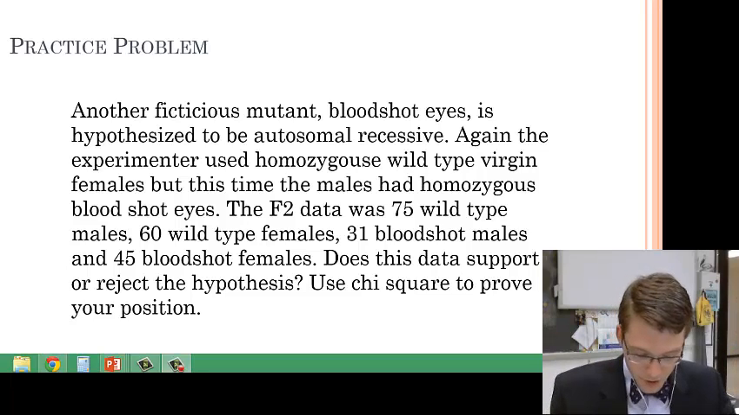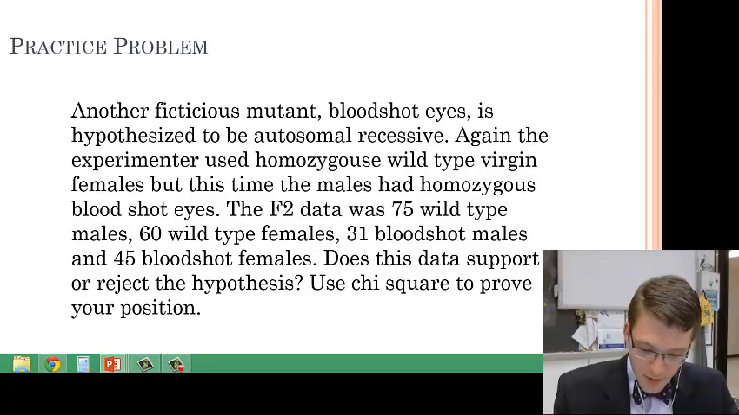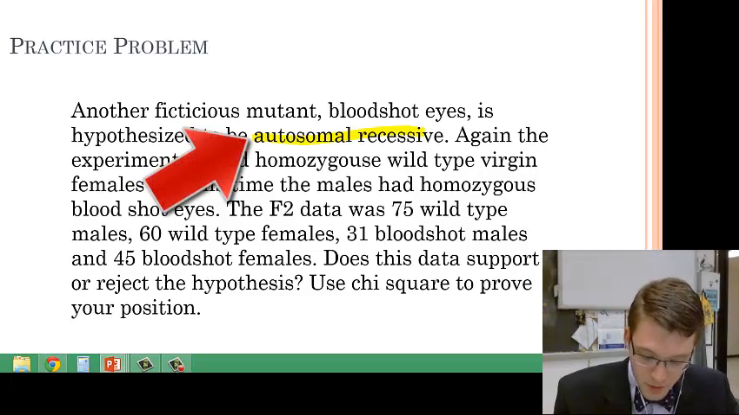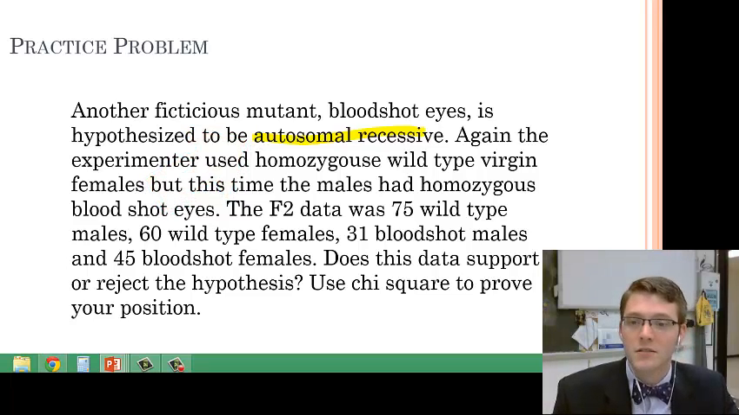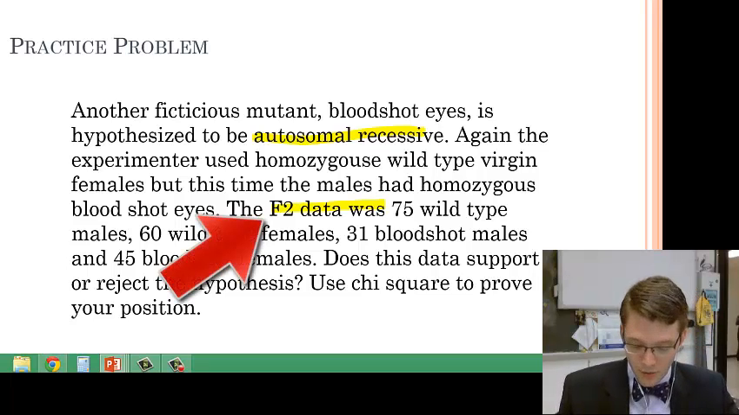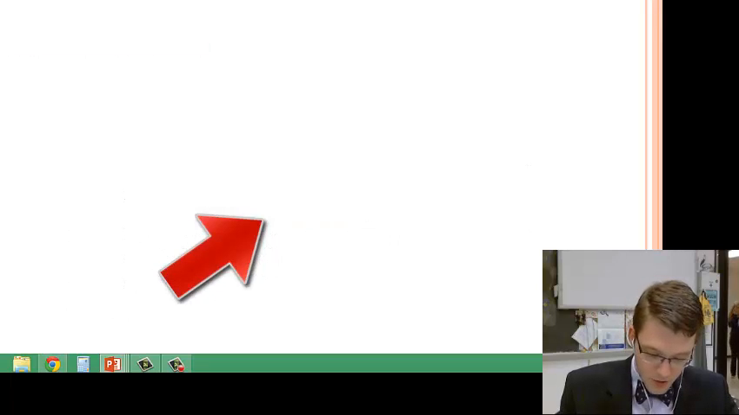So before we go into the problem, let's look at a few things that are indicated in the problem as it's written. First is that we're dealing with a mutation that we think to be autosomal recessive. And that's really important for this problem. The fact that it's autosomal means that you don't have to consider the differences in the sexes. Secondly, we're considering F2 generation data. So let's try to set up the chi-square problem.